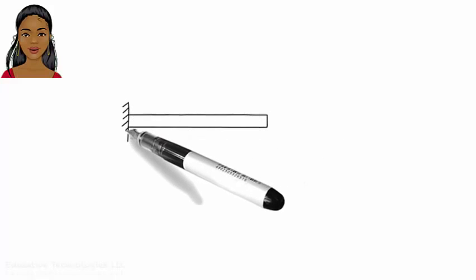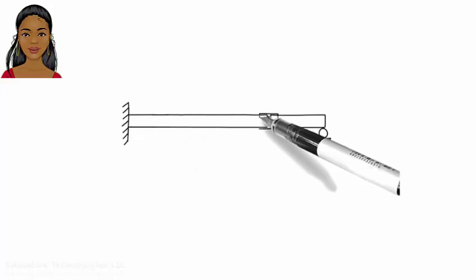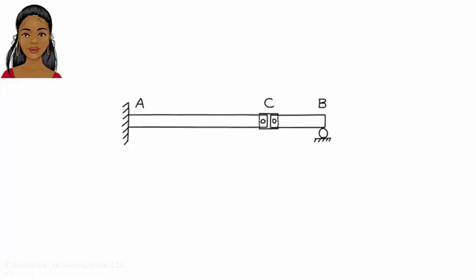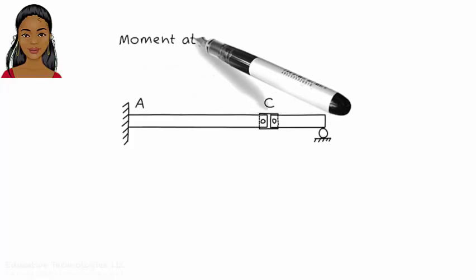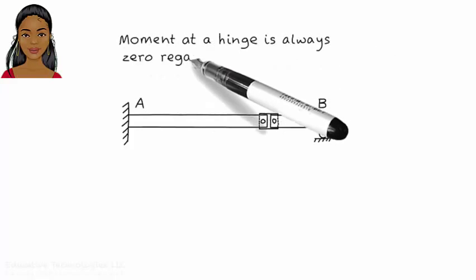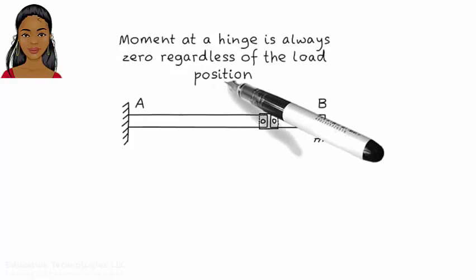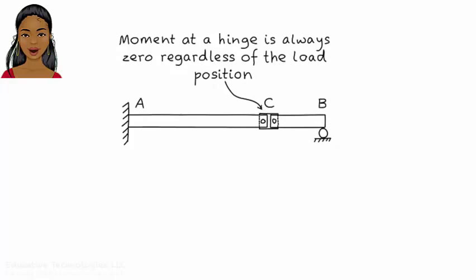Here is another example. What is the moment influence line for point C? In this beam, we have a real hinge at C. Bending moment at a hinge is always 0 no matter where the unit load is located. Therefore, the influence line for moment at C is a flat line like this.